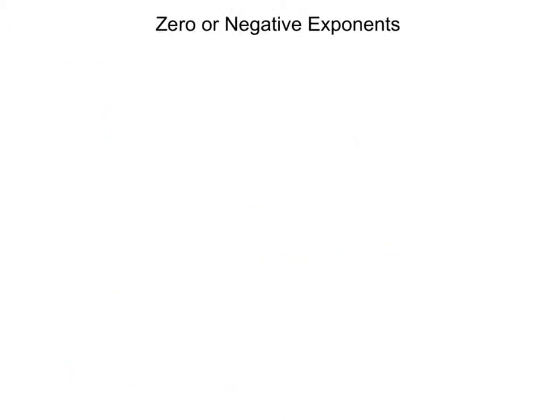Now exponents can also be zero or negative numbers, and that's a little less intuitive because you can't multiply a number times itself a negative number of times. So we have to look at that in a slightly different way. To do that, I'd like you to consider the following pattern.